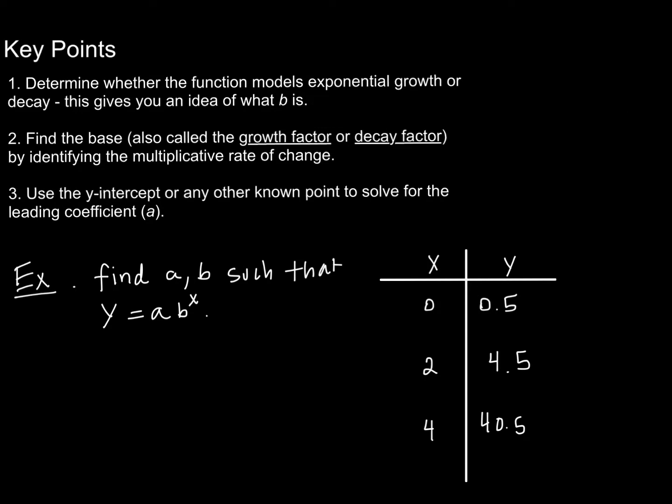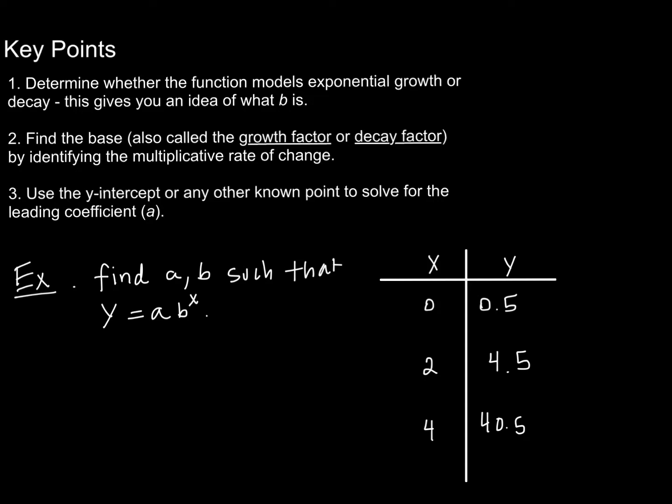Okay, so the key points that we went through there in that example were, first and foremost, determine whether my function is exponentially growing or decaying. This way I have an idea of what sort of b value I'm dealing with. I knew I had exponential decay, so I was expecting a b value between 0 and 1. Now a little bit of new vocabulary here, the base, which we can also call the growth factor, or if we're decaying, the decay factor.